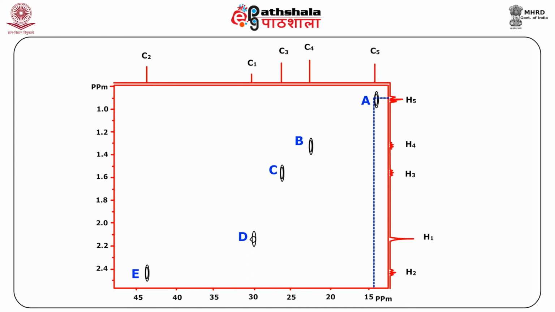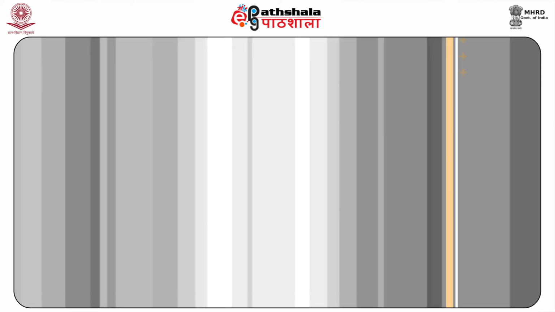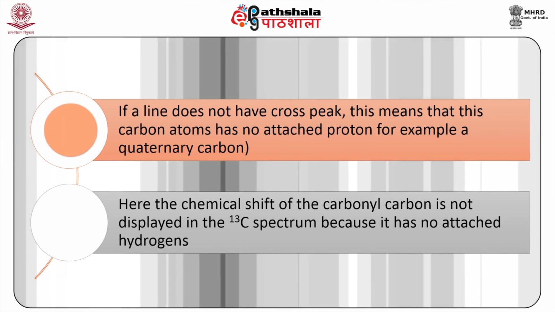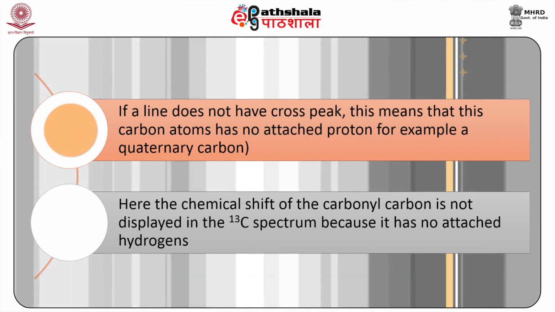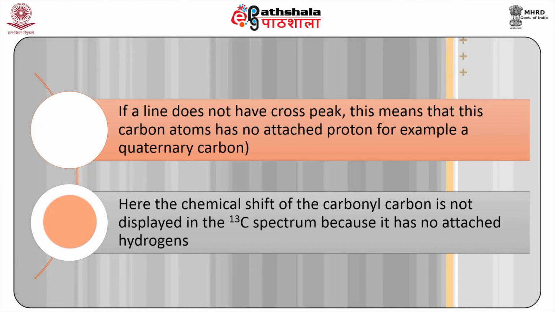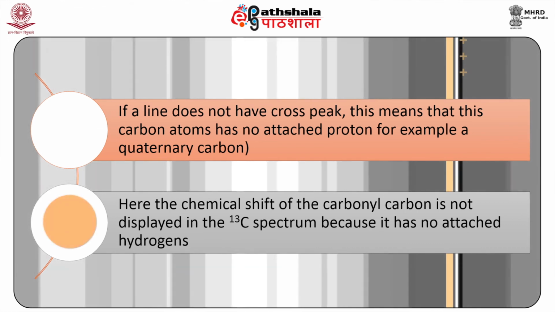Similarly, a cross peak at B shows that the hydrogens that show a signal at 1.3 ppm are bonded to the carbon that shows a signal at 22 ppm. In a similar manner, you can identify the attachment pattern for other carbons and hydrogens easily. If a line does not have any cross peak, this means that the carbon atoms are not directly attached to any proton, for example a quaternary carbon. Here the chemical shift of the carbonyl is not displayed in this 13C spectrum because it has no attached hydrogens.